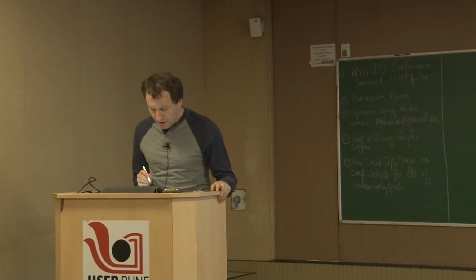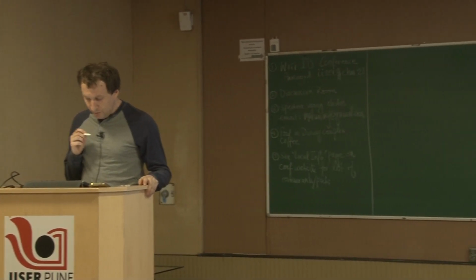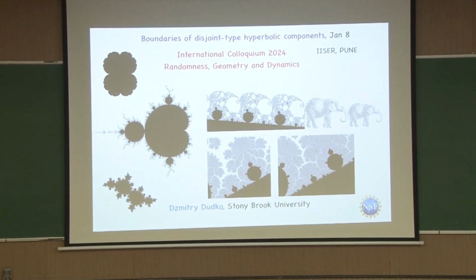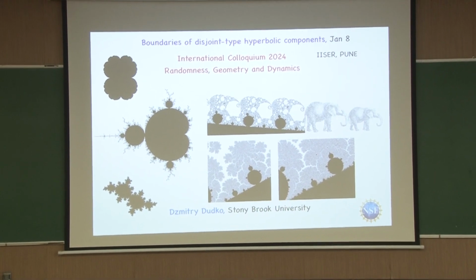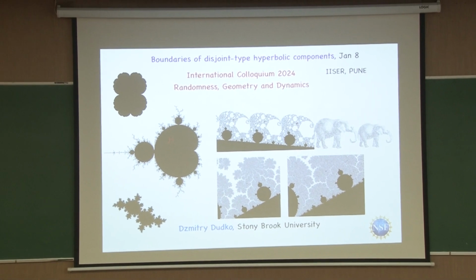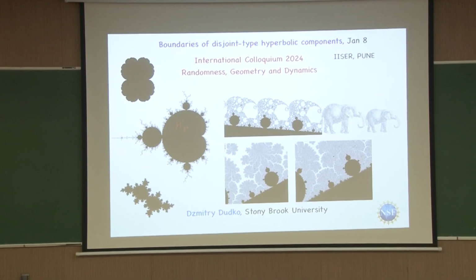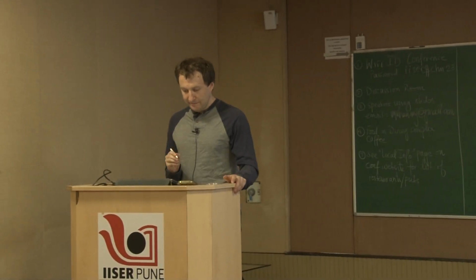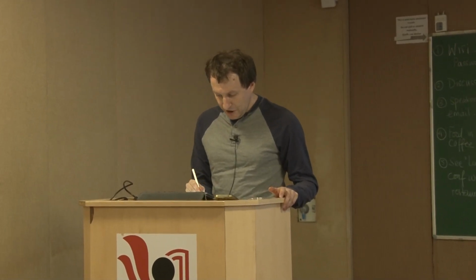So this is one of our favorite sets. It's called the Mandelbrot set. And here is the main hyperbolic component. This is the set of polynomials obtained by deforming the square. And as we know well, this is a closed topological disk.